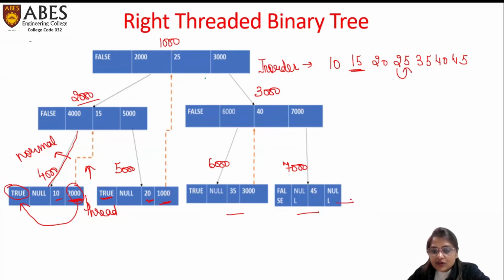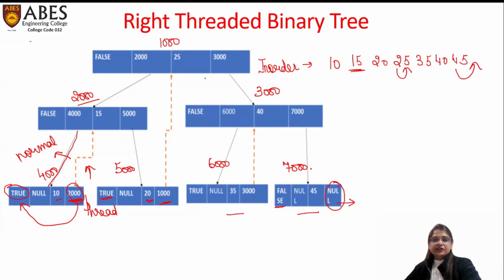We can see here that the right child is not replaced by a pointer because there is no in-order successor of 45. That's why we are not utilizing the right threaded binary tree concept here, and this Boolean value will remain false as it is. If it is utilizing the concept of threading, then it will become true. Otherwise, it will remain false.